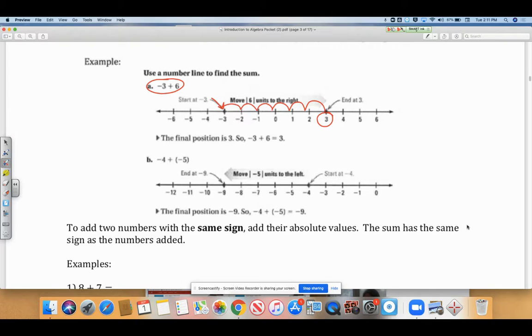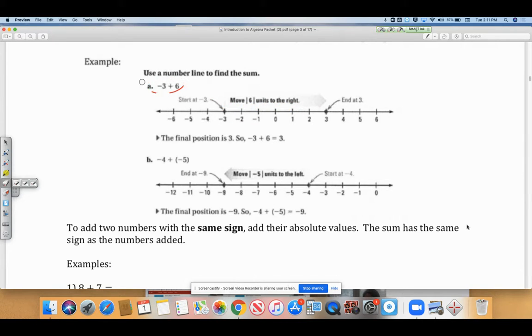For the second question, we start out on the number line at -4. Here's our starting point, -4. We're adding a negative number. We're adding -5 to it, so it moves us 5 units to the left. 1, 2, 3, 4, 5. Here's our answer, -9. Okay, so when we're adding numbers with the same sign, you're basically just adding those numbers together and keeping the sign the same. That's the same exact method as this number line method.